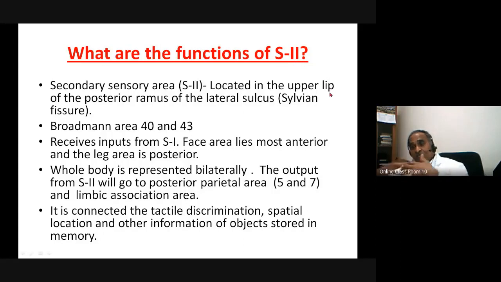So if S2 is lost, these attributes are lost. He may be able to locate the sensation, but he will not be able to say what the object is made up of. He cannot tell whether the object is made of plastic, metal, wood, or a pot or something like that. He will not be able to do that.